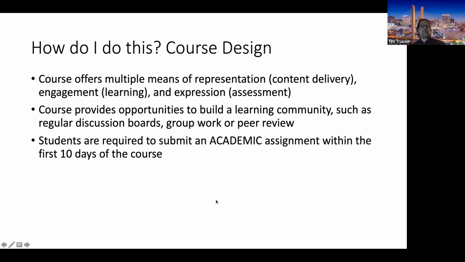Again, we've talked about this, but you can also provide it by your course design. For example, the course offers multiple means of representation, engagement, and learning. That basically means you mix it up, okay? You're not just lecturing every single week. Maybe you're lecturing one week, the next week you're linking to YouTube videos to demonstrate the concept. Maybe Monday you lecture, Wednesday you have them go to a website and work on their own.